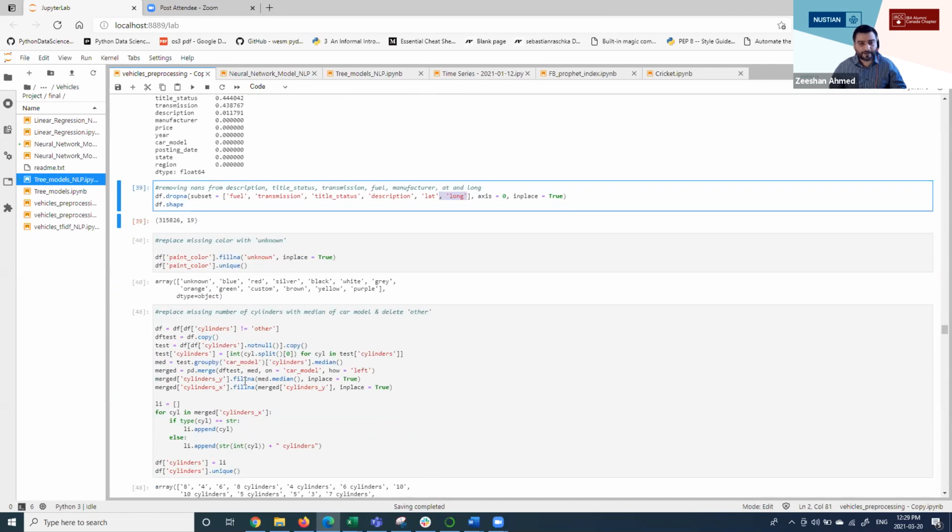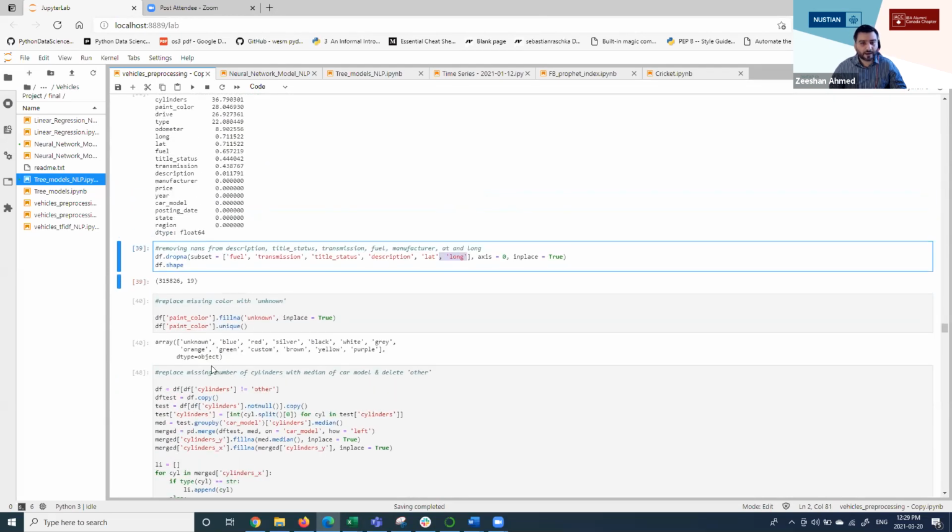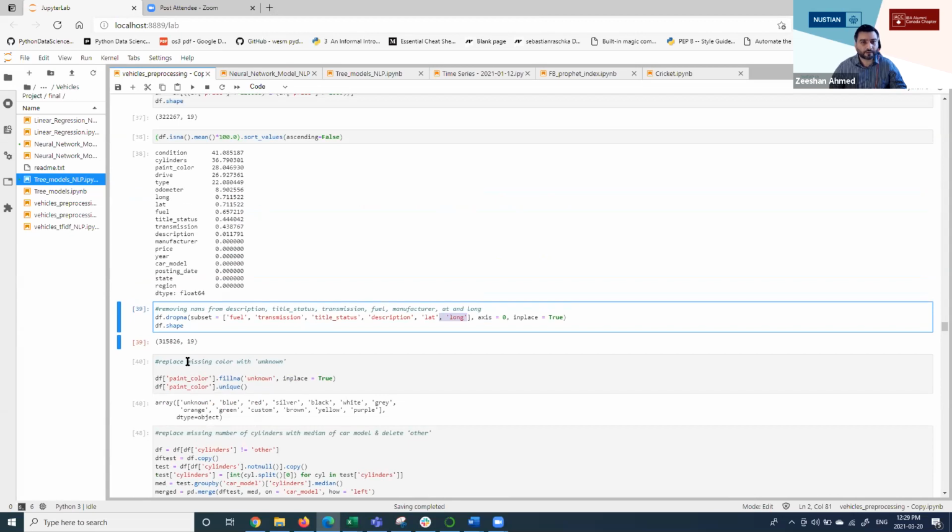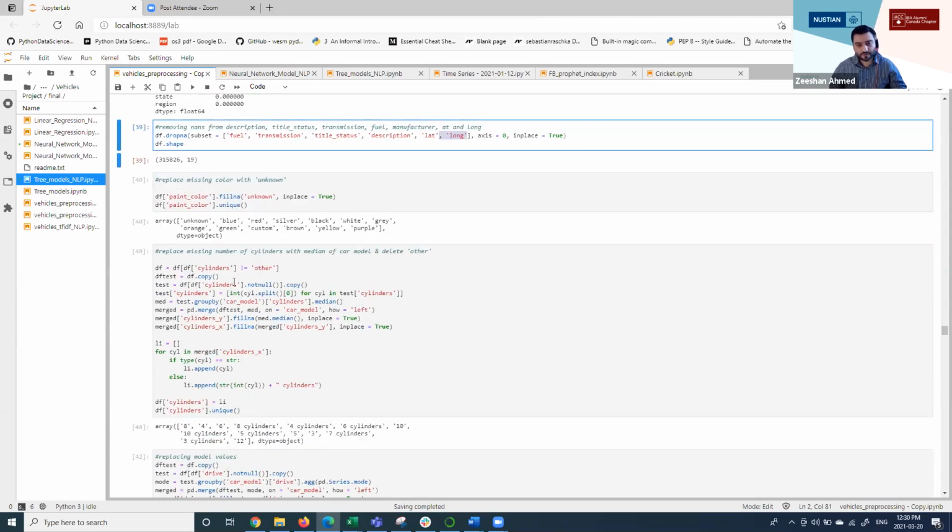And I filled the remaining paint colors as unknown, because paint colors were missing in about 28% of the data, and I couldn't just reduce my data set by 28%. Cylinders and condition too. For cylinders, I imputed them from the same category. For example, you know that all Honda Civics would be 4 cylinders. So that's what I did, and this is the code through which I found it.